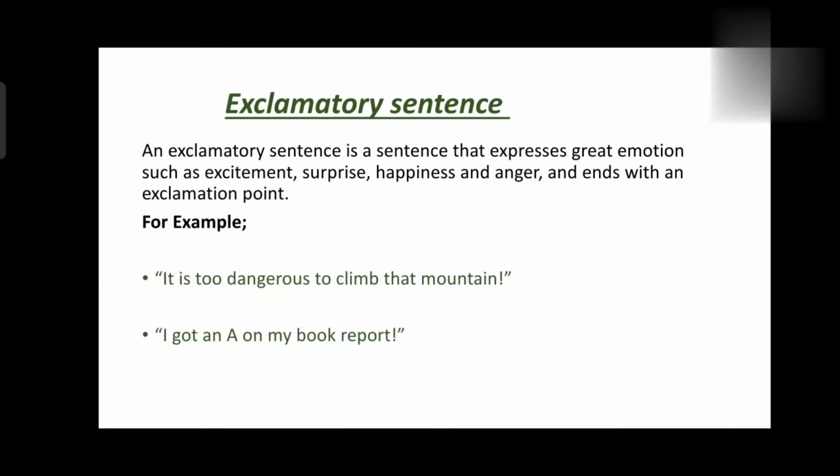The next is exclamatory sentence. What is an exclamatory sentence? An exclamatory sentence is a sentence that expresses great emotions such as excitement, surprise, happiness, anger, and ends with an exclamation point. For example, it is too dangerous to climb that mountain. I got an A on my book report.